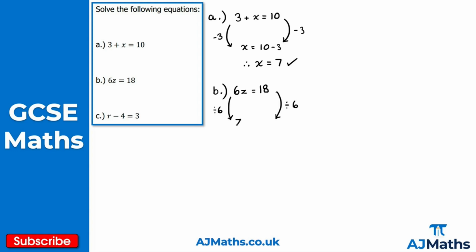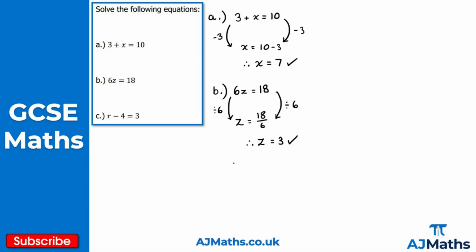And then we do 18 divided by 6 here. In that case, we evaluate the right hand side, 18 divided by 6, so in other words, how many 6's go into 18, and that would give us 3. That's the solution to B.